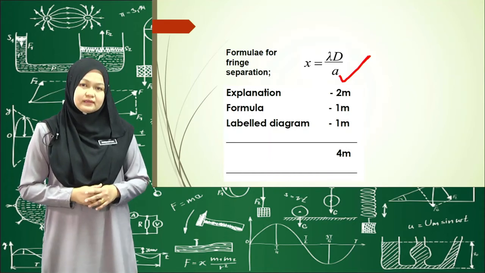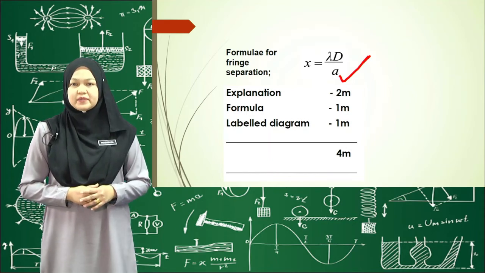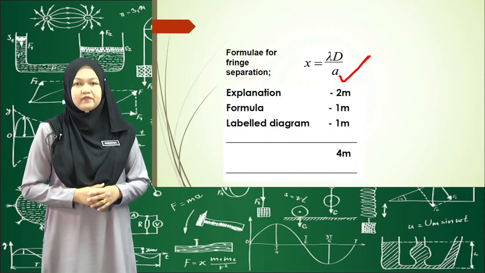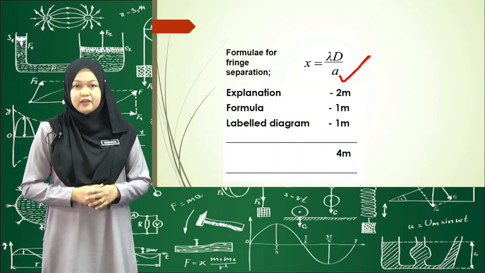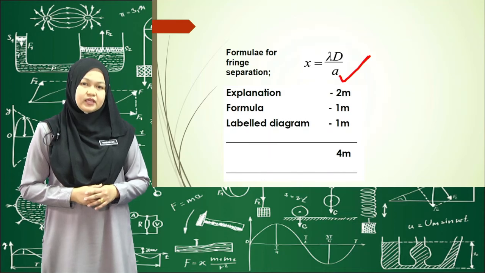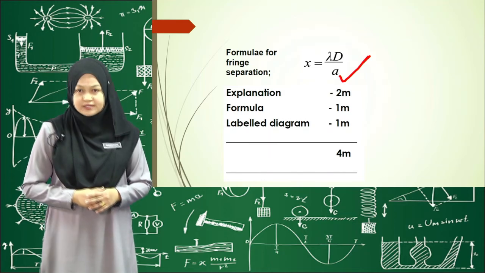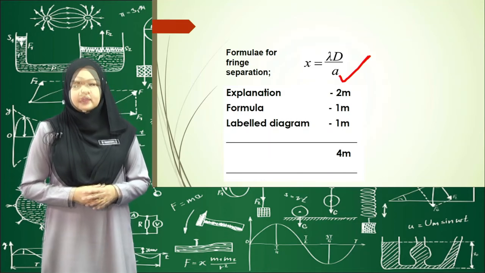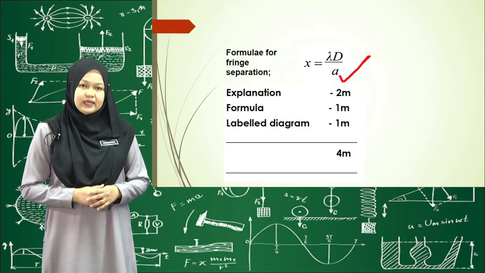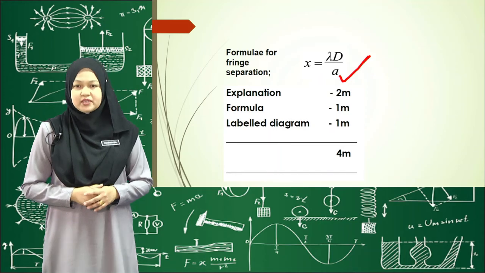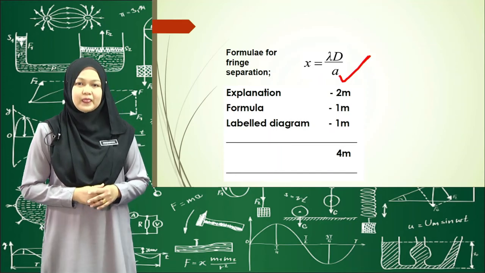Young's two-slit interference pattern is used in the experimental determination of the wavelength of monochromatic light. From the experiment, it gives us the formula of fringe separation as x equal to lambda D over a. So, the total mark given in this question is 4 marks.